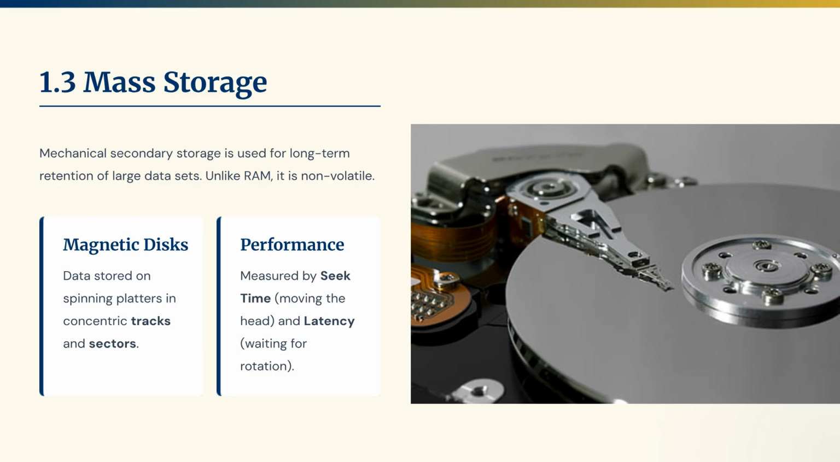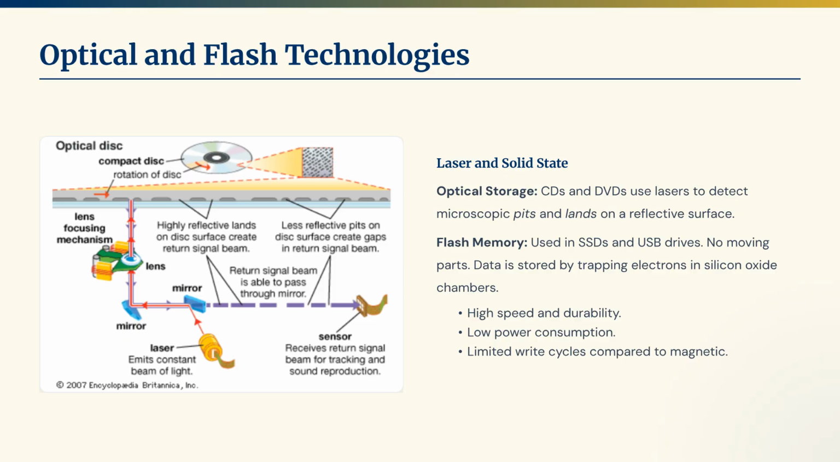Magnetic disks store data on spinning platters using tracks and sectors. Performance is primarily measured by seek time, which is the time to move the read-write head, and latency, which is the time spent waiting for the disk to rotate. Modern storage also utilizes optical and flash technologies.